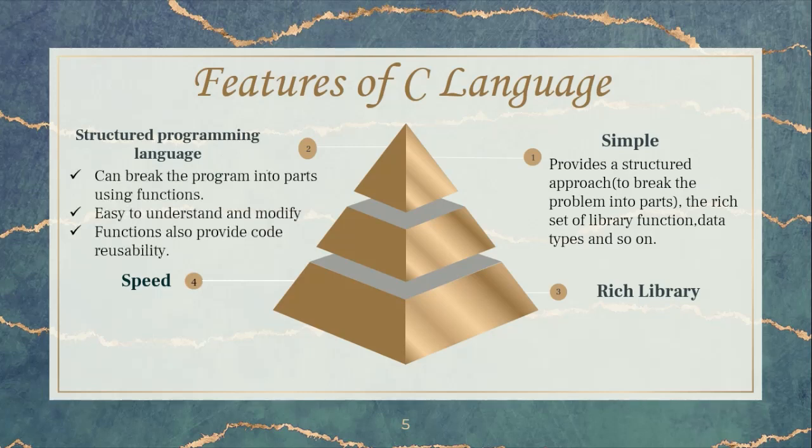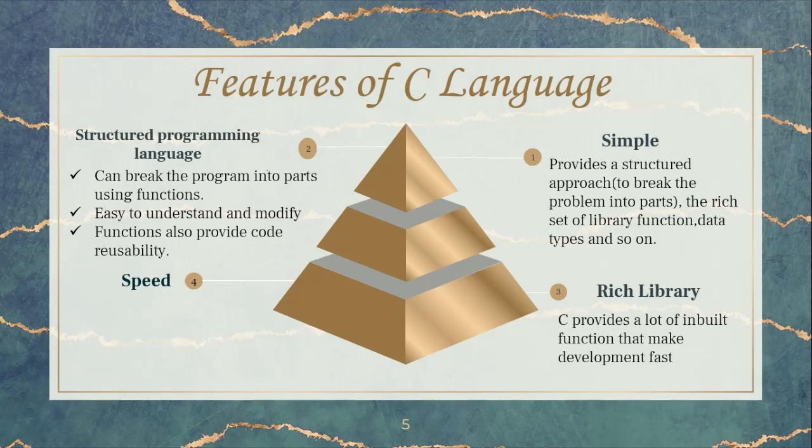For the second feature, C is a structured programming language where we can break the program into parts using functions. If the program has 5 different capabilities, we can divide the program into those 5 capabilities, write them as 5 different functions, and integrate them into one place. So, it is easy to understand and modify. Functions also provide code reusability. If a square root function already exists, we can use that function just by calling it.